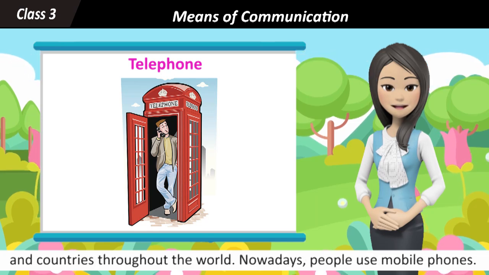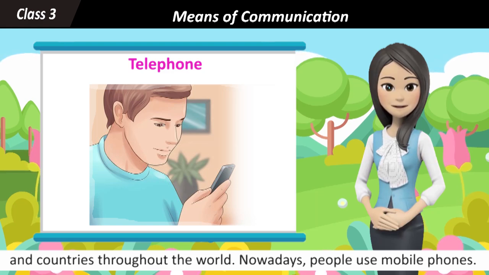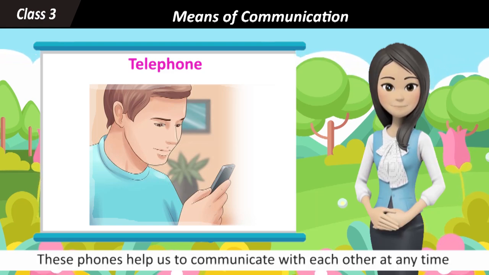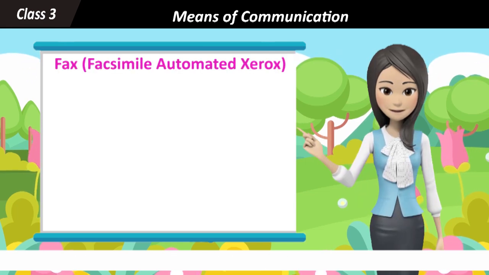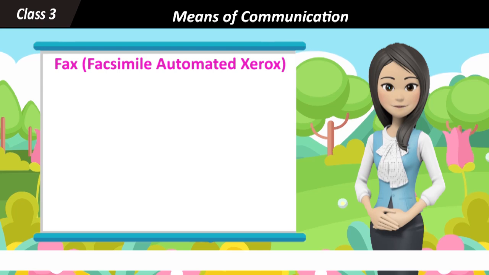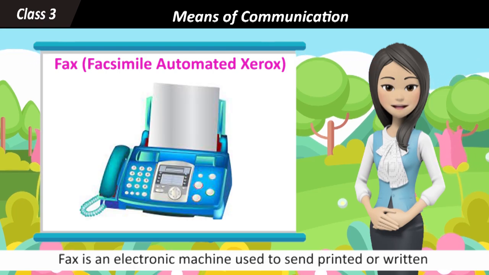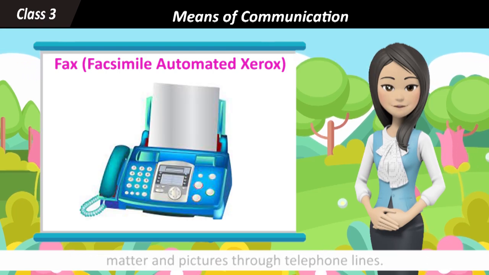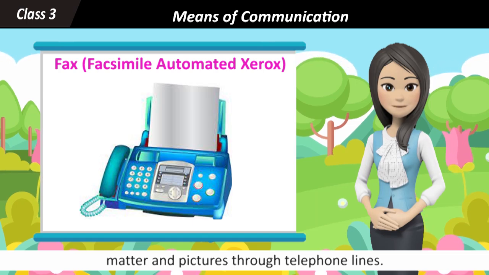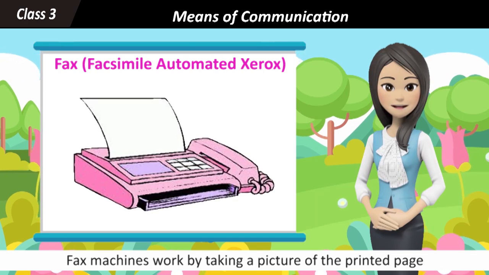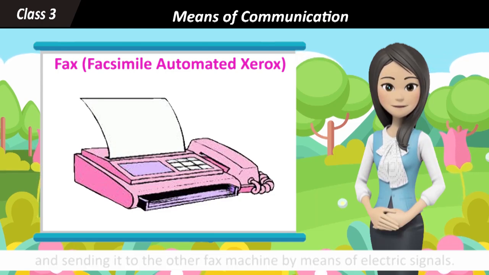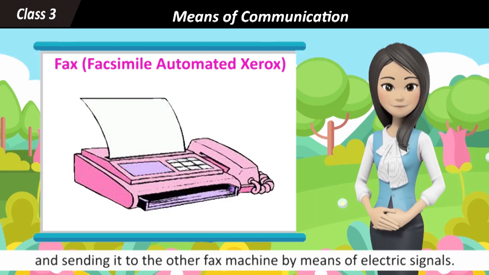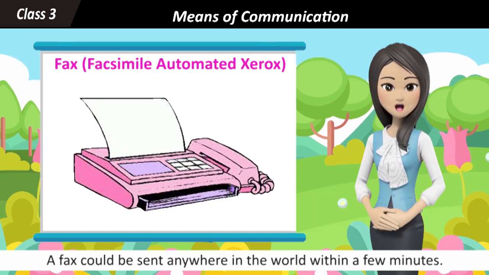throughout the world. Nowadays, people use mobile phones. These phones help us to communicate with each other at any time and at any place. Fax. Fax, short for facsimile, automated Xerox. Fax is an electronic machine used to send printed or written matter and pictures through telephone lines. Fax machines work by taking a picture of the printed page and sending it to the other fax machine by means of electric signals. A fax could be sent anywhere in the world within a few minutes.